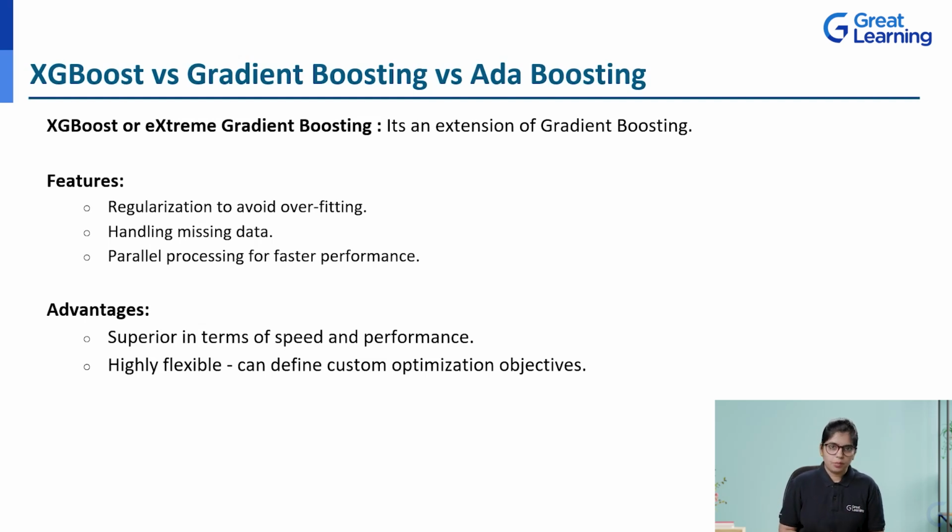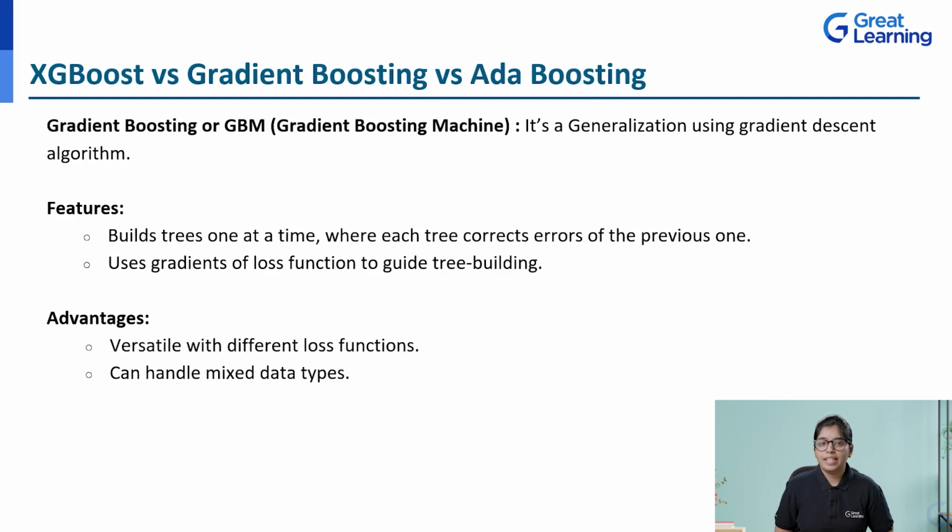Now we have discussed XGBoost. We'll now switch to gradient boosting. Gradient boosting we can sometimes refer to as GBM, that is gradient boosting machine. It's a generalization using the gradient descent algorithm. Features: it builds trees one at a time, where each tree corrects the error of the previous one. So one by one it builds the decision trees. Because of parallel processing, XGBoost is better than this. It uses the gradient of the loss function to guide tree building. The advantage is that it is versatile with different loss functions and can handle mixed data types.